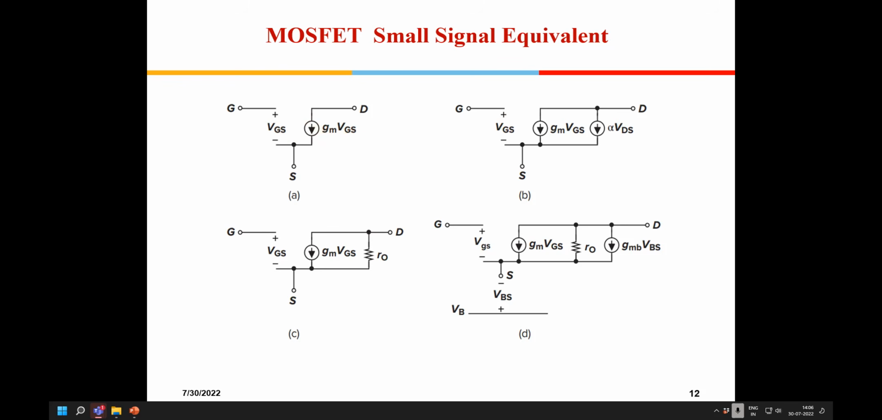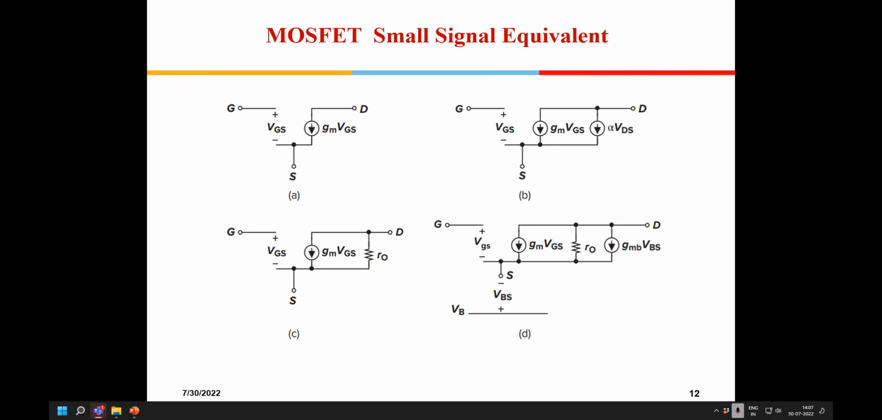Small i small d. But should it not be the entire current which is flowing from drain to source? No, because capital I capital D, small signal equivalent, we just remove all the DC components. Okay, so just replace all this by small.